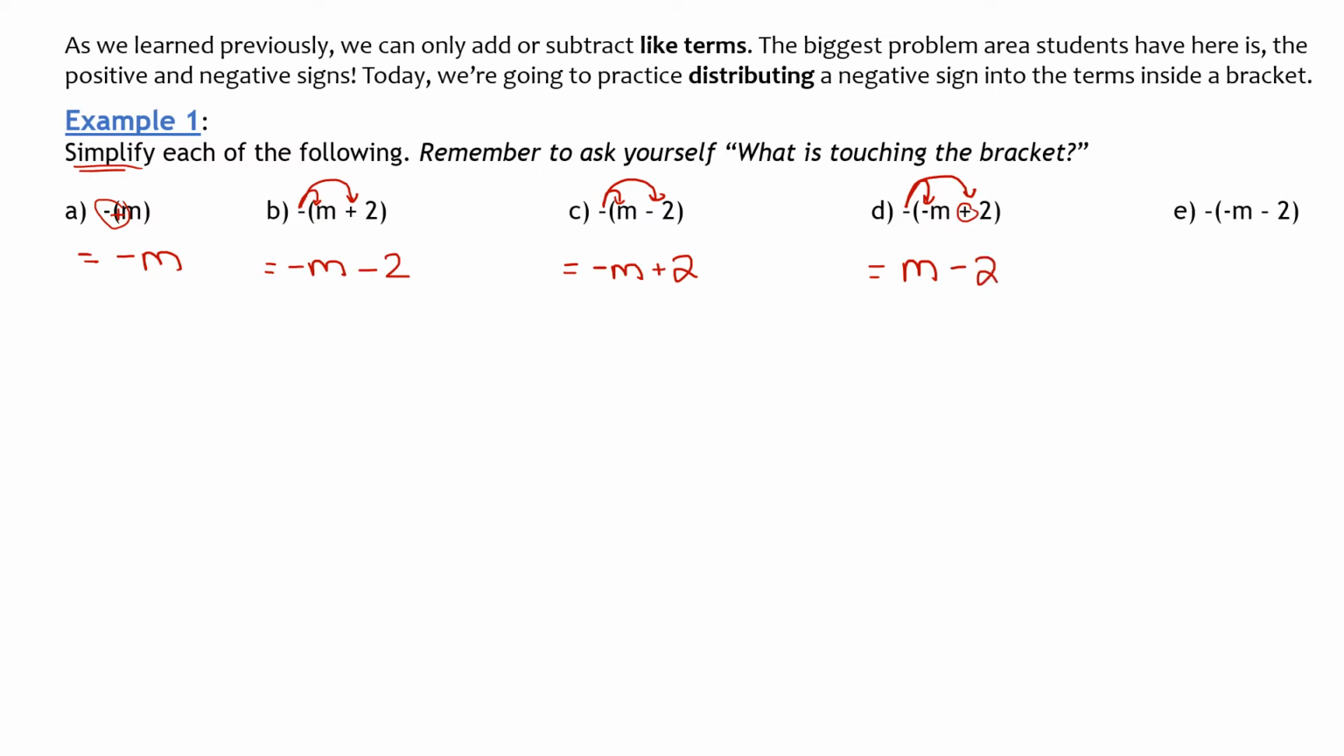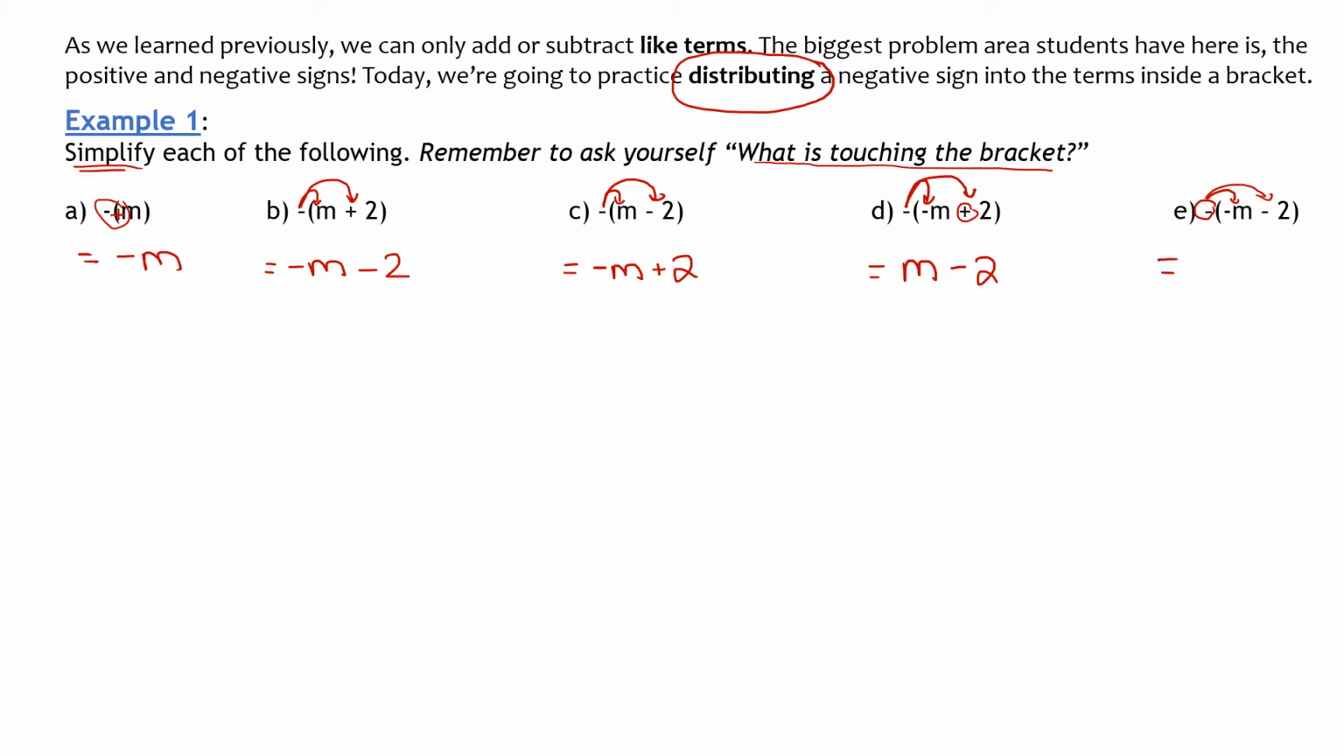So you see that in the instructions here, it says distributing. If I had a stack of papers and I was standing in front of the class and I passed them out to everyone, I would be distributing the papers. So I'd go from one stack of papers to everybody. Everyone gets a piece of paper, it's distributed. So this negative in front, for part E here, because it's in front of a bracket, has to get distributed into everything in the bracket. And that's why we ask ourselves, what is touching the bracket? Since the negative is touching the bracket, it has to go into everything in the bracket.